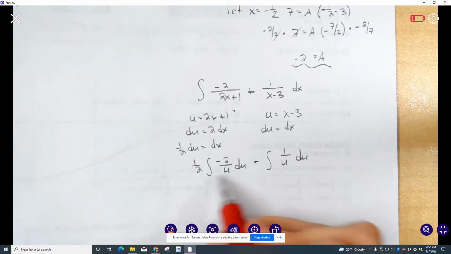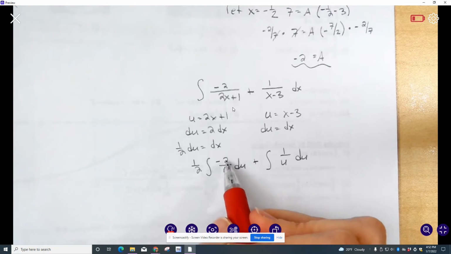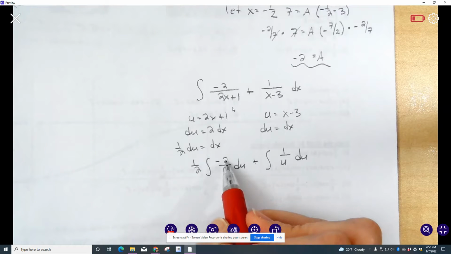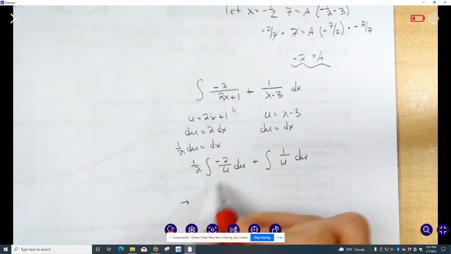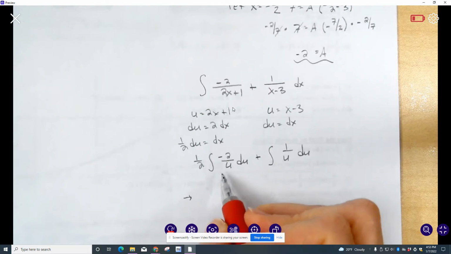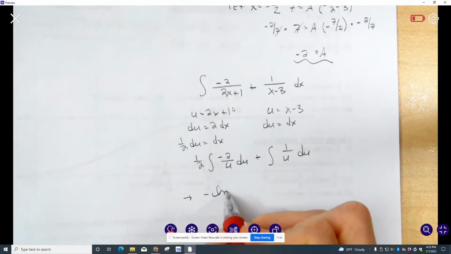Okay, so the antiderivative here, well, first of all, I could think about this, pulling this -2 out front, and -2 times 1/2 would be 1, so I'd have -1, and the antiderivative of 1 over u is natural log of u.